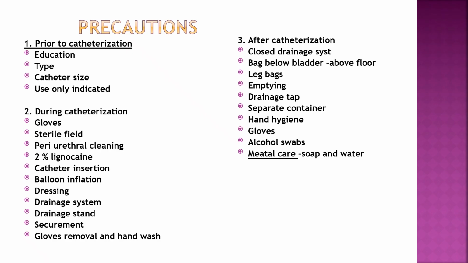The bag should be below the bladder level and above the floor level, and emptying of the bag should be done after hand hygiene and using gloves. A separate jug should be used for emptying each bag, and it should be done frequently. Over-collection of urine should not be there in the bag. Then hand hygiene, gloves used, and alcohol swabs for meatal care with soap and water should be done.